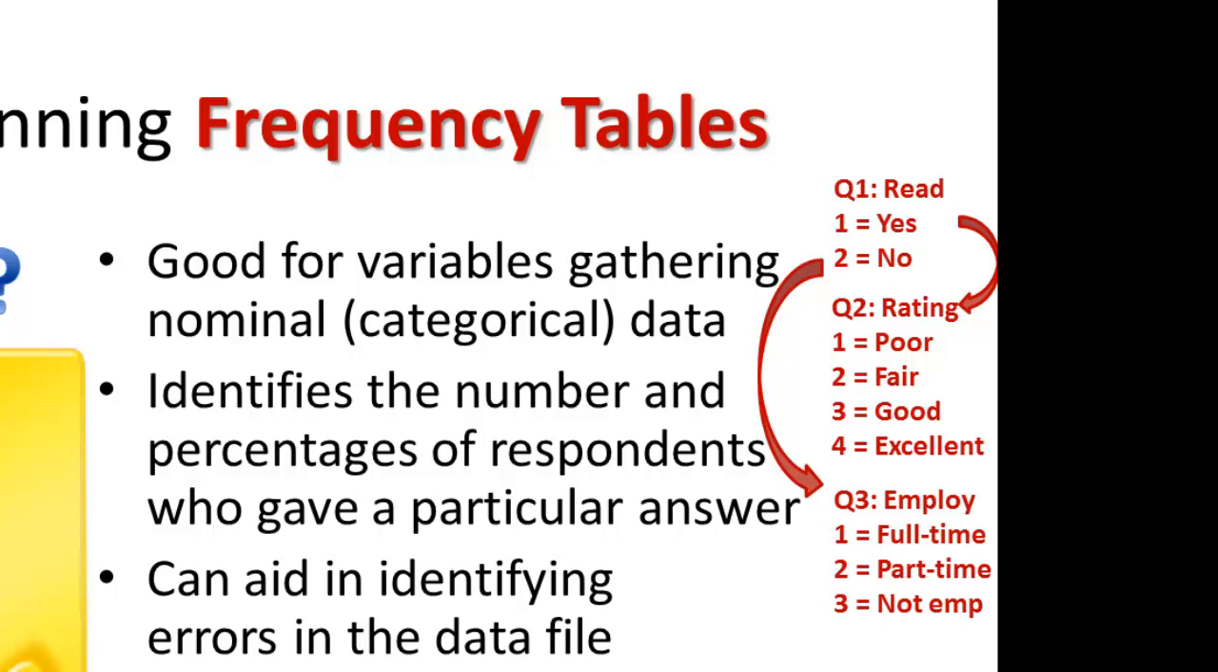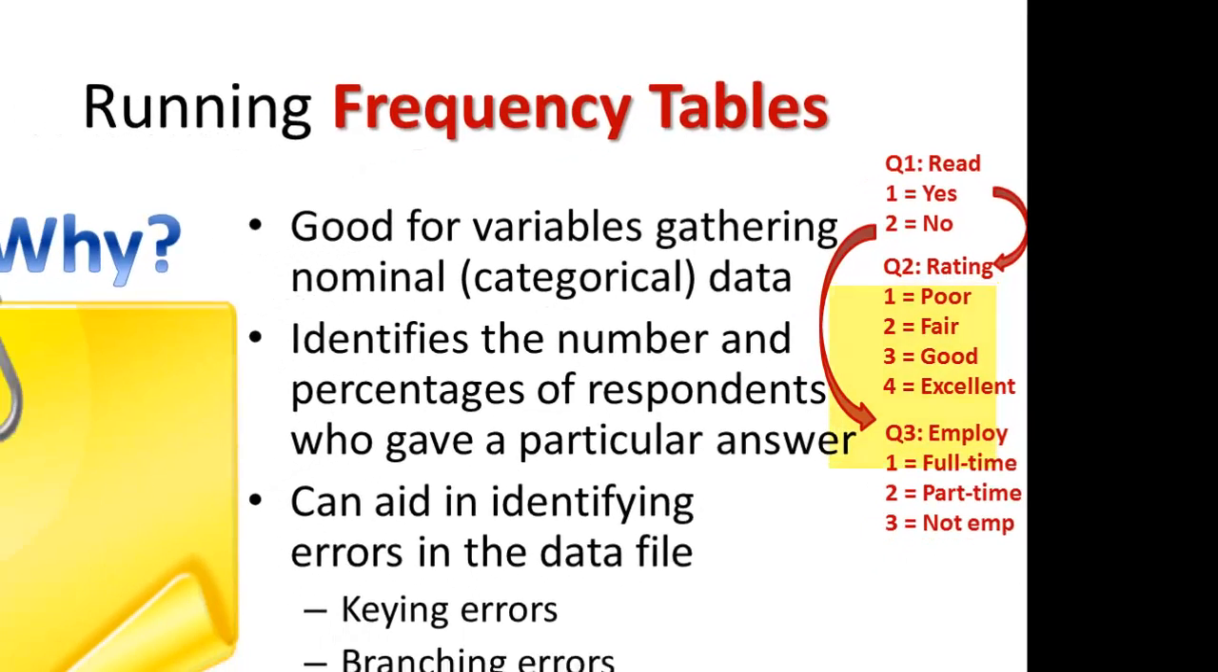You can run a frequency table to determine how many people actually answered question 2. And if 43 people answered question 2, you'll know that there's an error in the file, and you'll want to find that extra person who accidentally answered question 2.